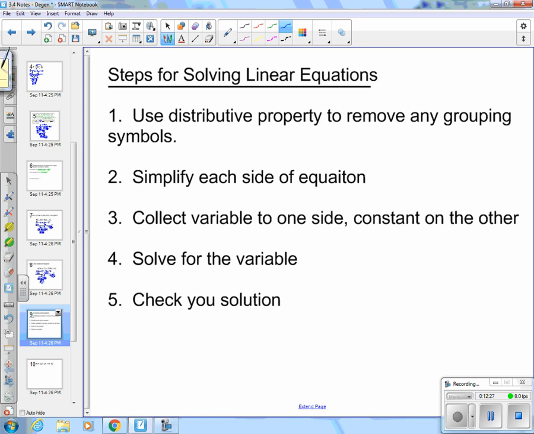Here are the steps for solving linear equations: use your distributive property in order to remove any grouping symbols. Simplify each side of the equation by adding like terms along the way. I see I have a typo there. Let's make that correct. Collect variables to one side, constants on the other, solve for the variable, and check your solution.